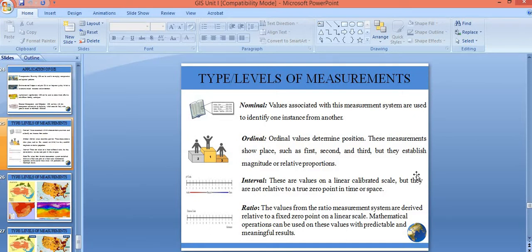These first class, second class, third class are not just labels. When you say first class, it means that it is at the top. When you say third class, it means that it is at the bottom. So they have some order associated with them. Such a type of value is what is called ordinal.